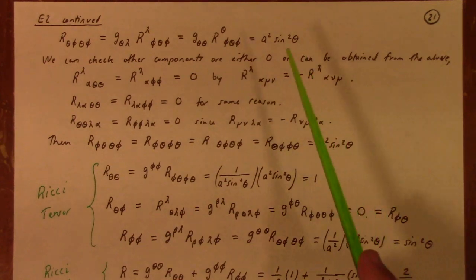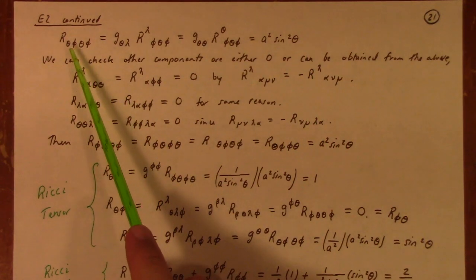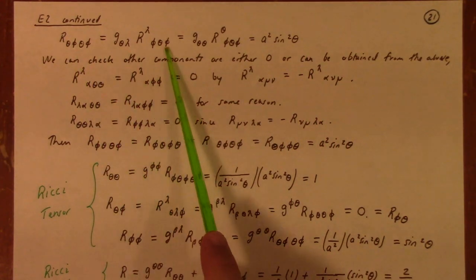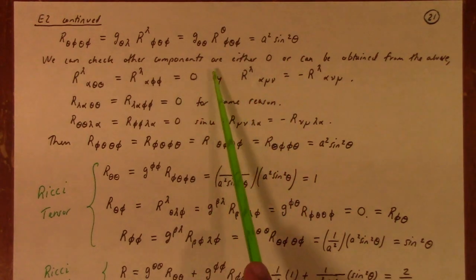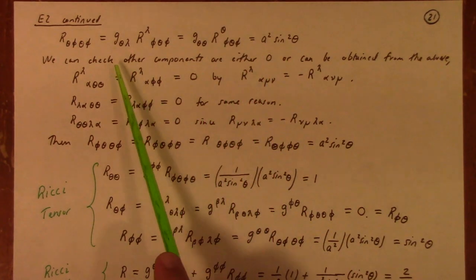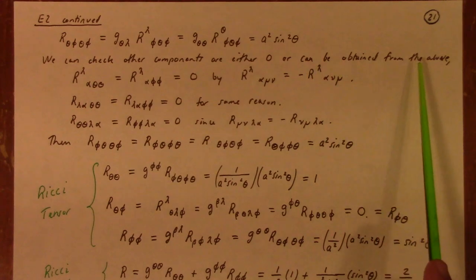So it must be easy. It's yours. So here's the covariant version. It just gives you that. And he says you can check other components are either 0 or can be obtained from the above.